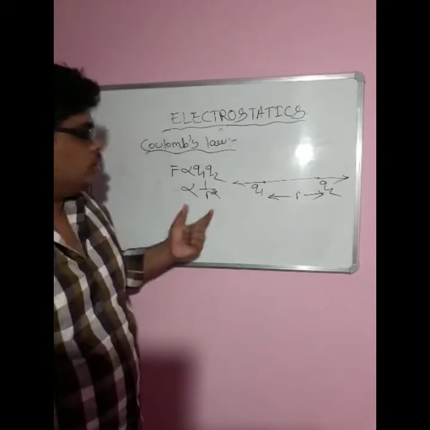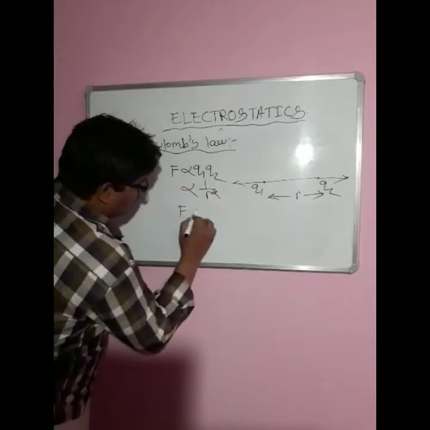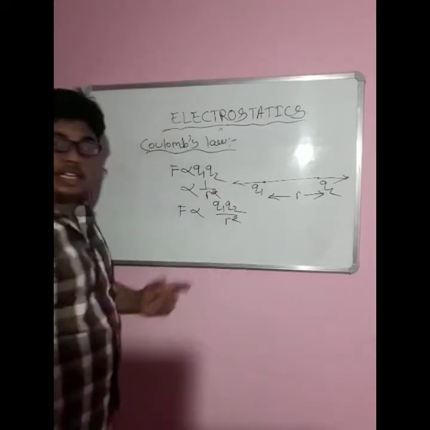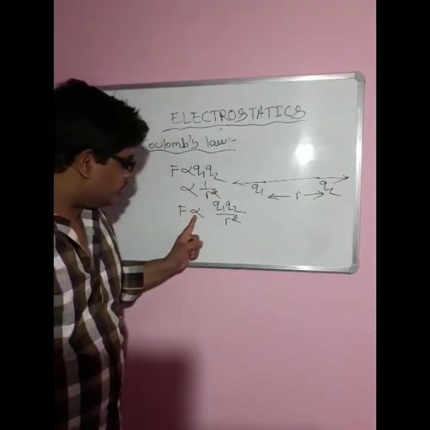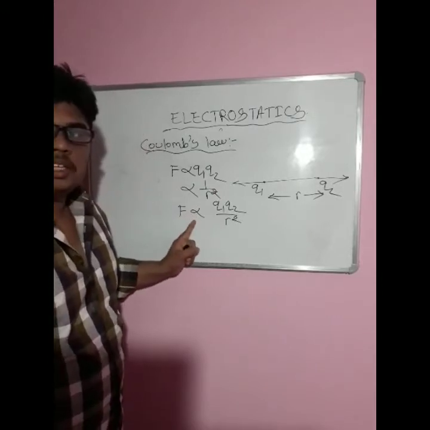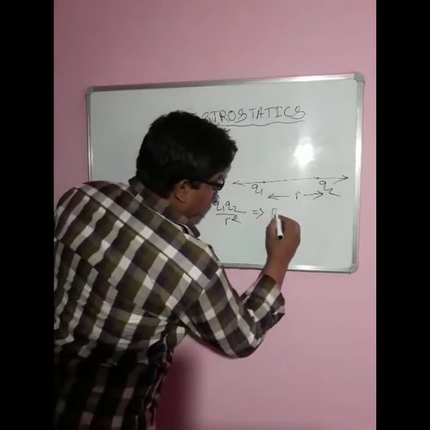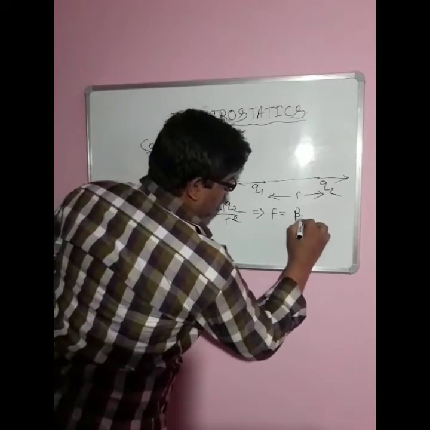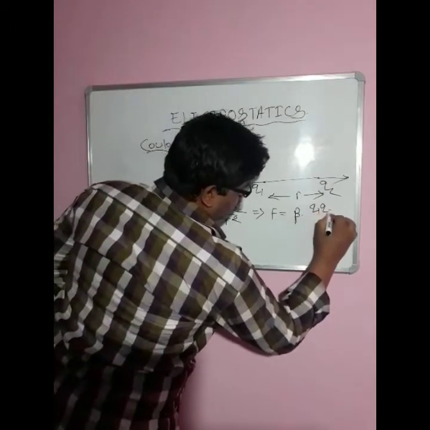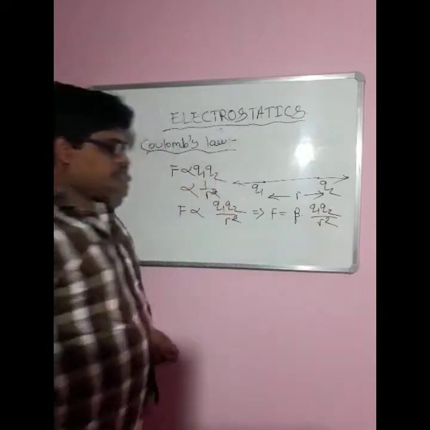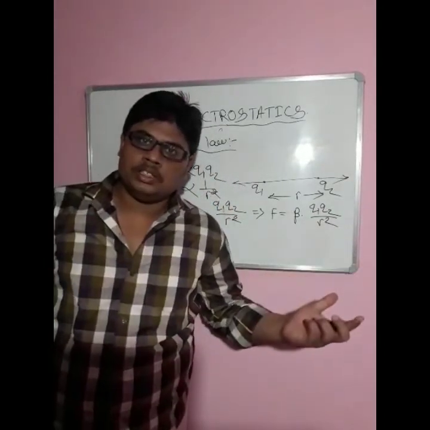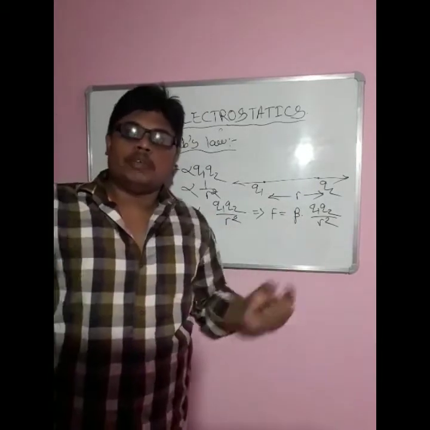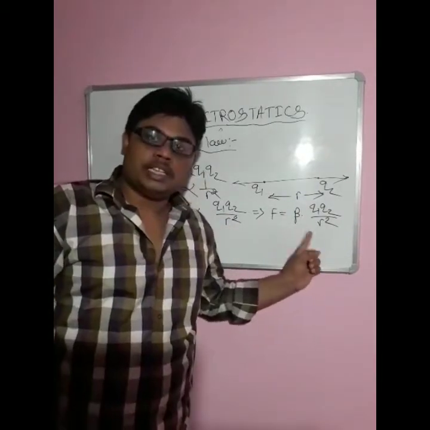This is Coulomb's law. If I write it as Q1 Q2 by r square, is there any problem? If I move the proportionality symbol to an equal symbol and multiply a proportionality constant, then I can write F is equal to beta into Q1 Q2 by r square. Beta is a proportionality constant.